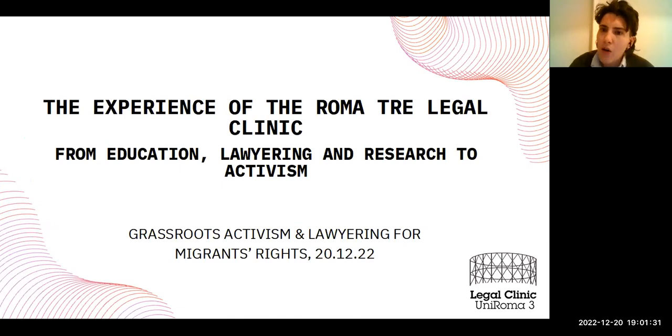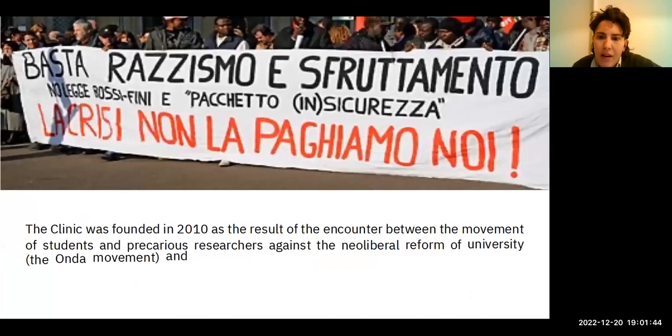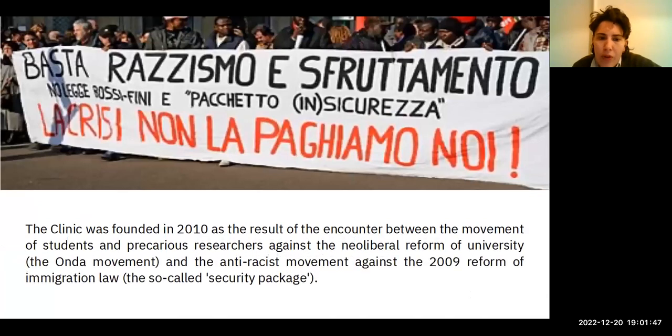clinic active in the law department in Roma 3 University in the city of Rome. And it's especially about migration law. The clinic was founded in 2010. It's important to me just to remember this period of time because I think it's important for the rest of the presentation, because it was founded by professors, researchers, and students in a very particular moment of Italian history.